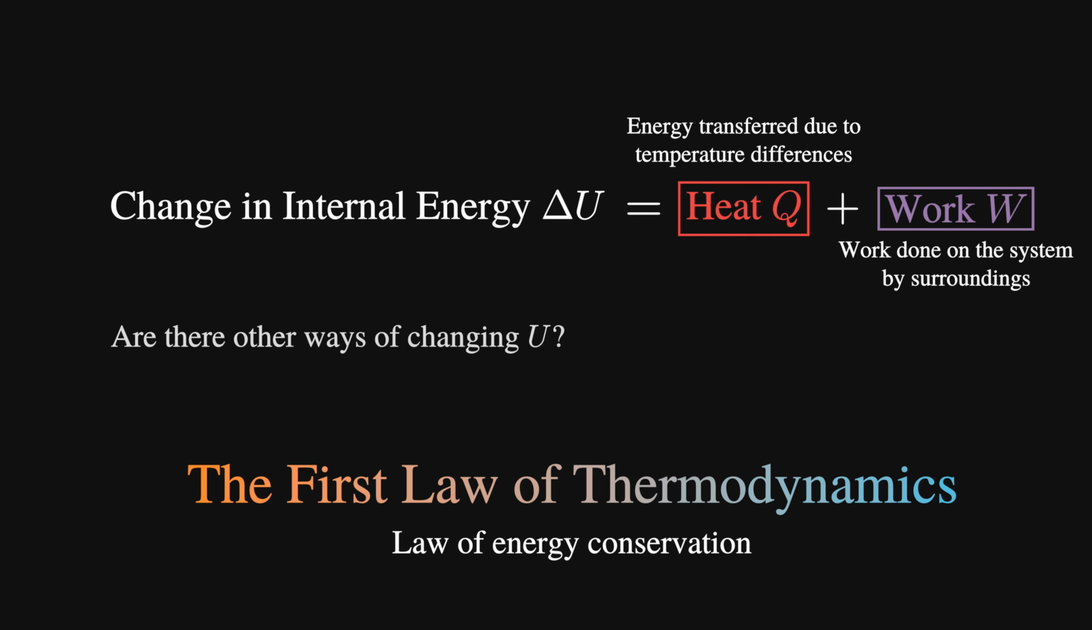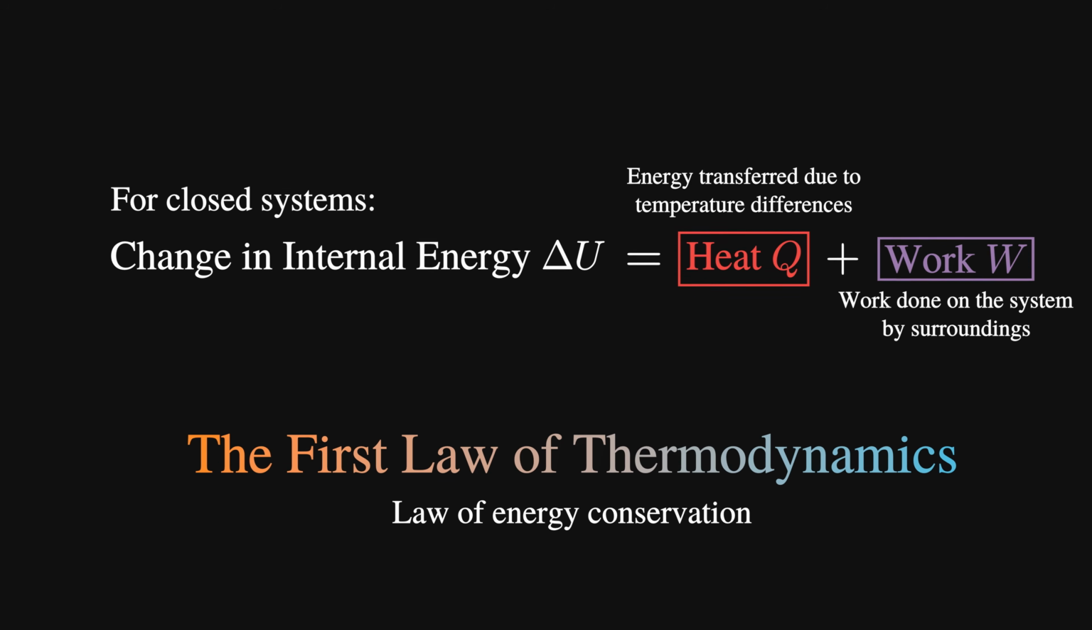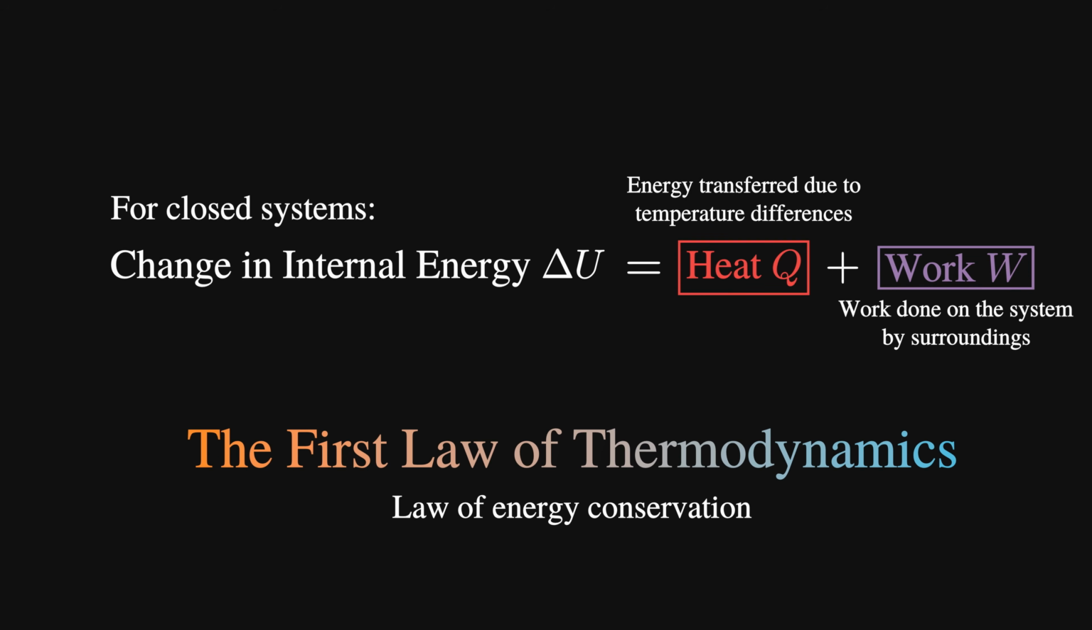Surely there are more ways of changing this internal energy. Well, there are, but only if we allow mass to enter or leave the system. If we let some of the gas out, then we'd lose some of the mass and therefore energy. So we need to say one more thing about the first law. We are dealing with the internal energy of a closed system. For a closed system, where no mass crosses the boundaries, in this case the container, the only way we can change the internal energy is through heat and work. And that's all there is to it.